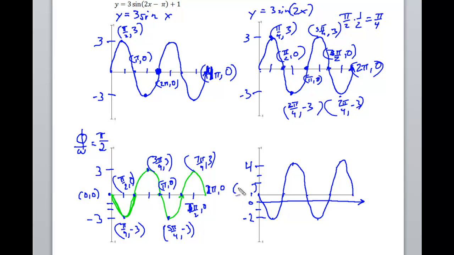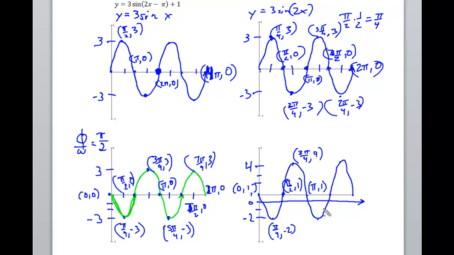So this is going to be at 0, 1 instead of 0, 0. This is going to be at pi over 4, -2. This here is going to be pi over 2, 1. So you can see that it's going to be the same as the previous picture, except that every single y value will be 1 unit higher. This is going to be 3 pi over 4, 4, and so on and so forth.